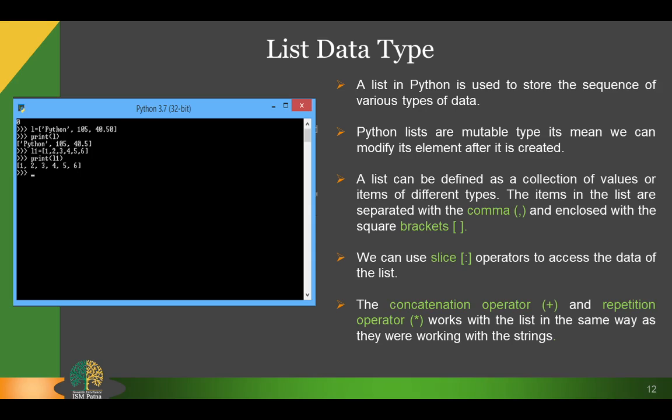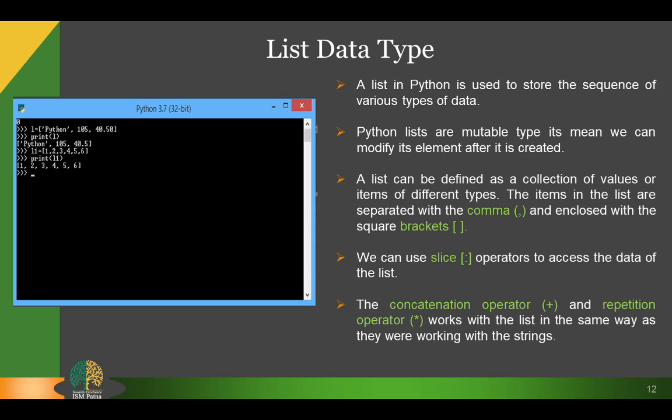Now moving to the list data type. A list in Python is used to store a sequence of various types of data. Python lists are mutable. It means that we can modify the elements of the list once it is created. A list can be defined as a collection of values or items of different types. One might think about a collection of items of similar data type. No. In Python, there is no concept of collection of items of similar data type.